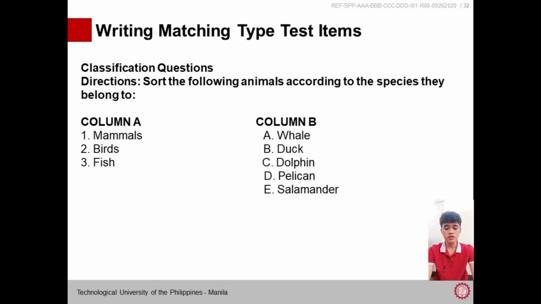Then in number 3, the term here is the fish. Then the answer in column B is the whale, and the letter C, the dolphin. So that's it.